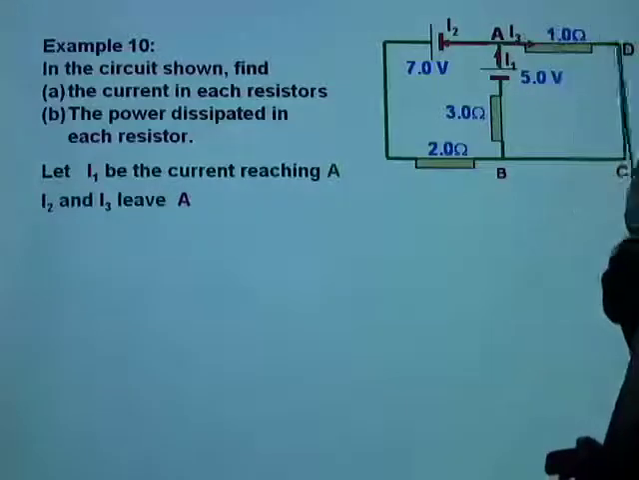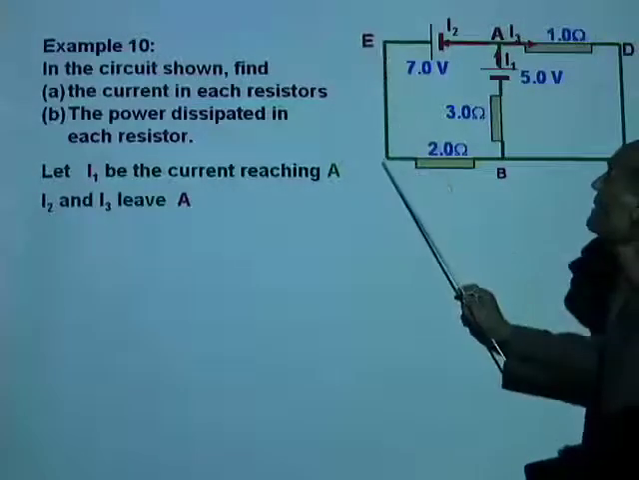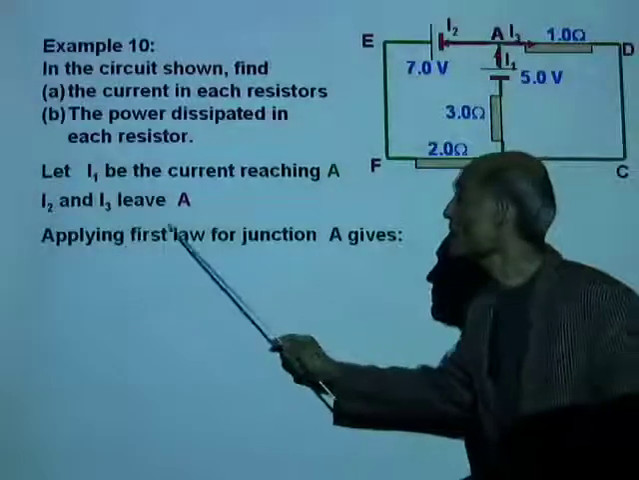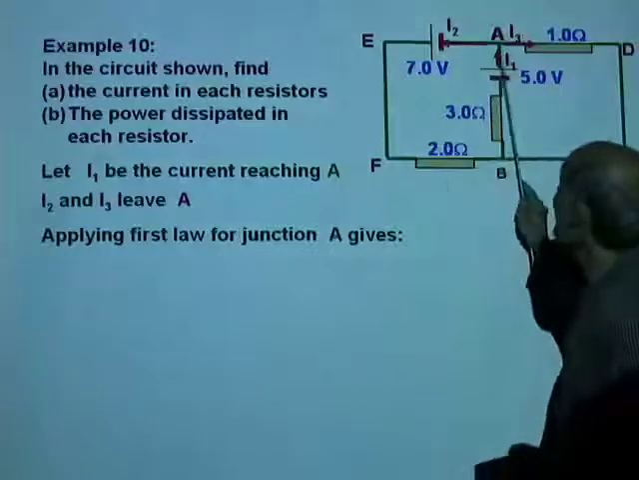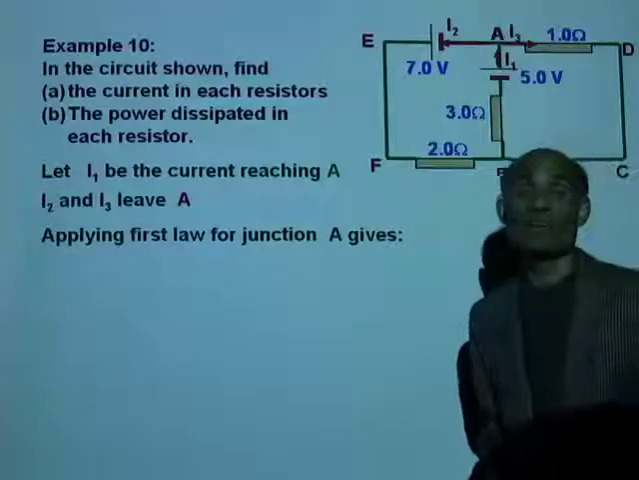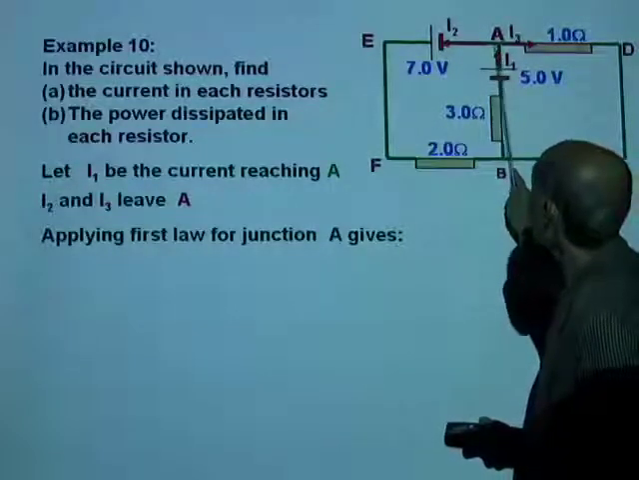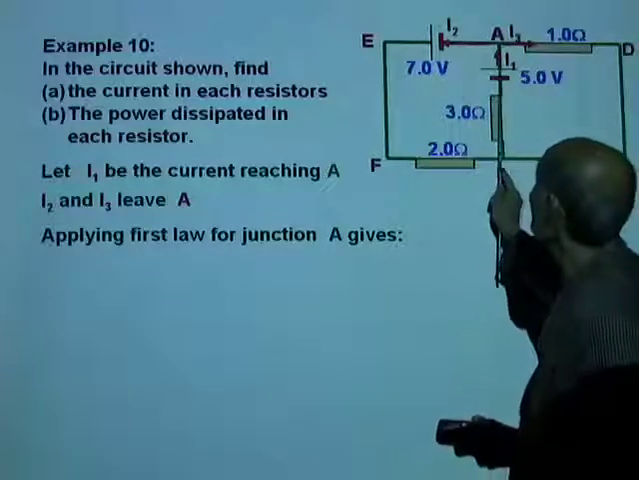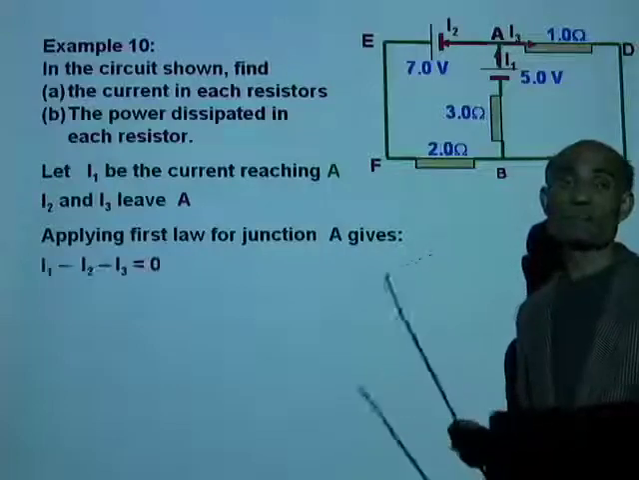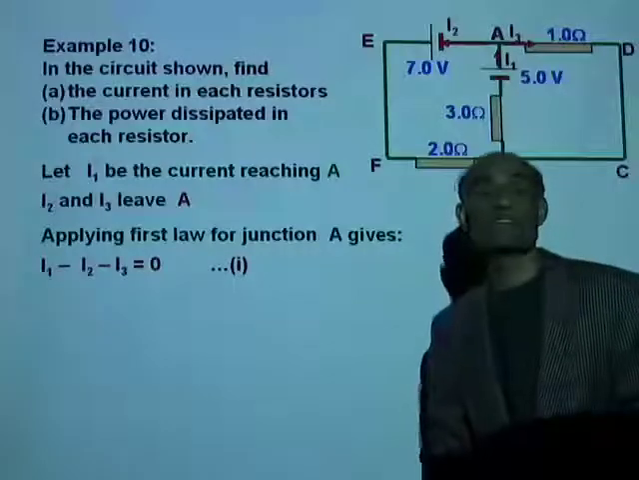We name the sides. This is D, this is C, that is E, and that is F. Apply the first law for junction A. Can you apply the first law to junction A and write down an equation? I1 reaches A, I2 leaves A, I3 also leaves A. That gives me I1 minus I2 minus I3 equal to 0.